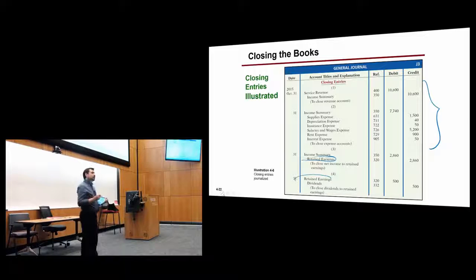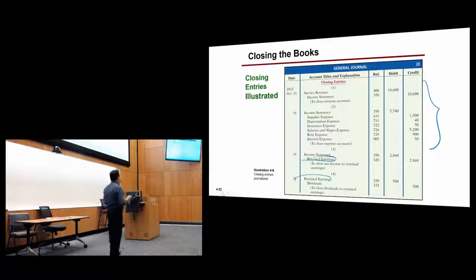And the fourth one, and the last one, is where we close dividends to retained earnings by debiting retained earnings and crediting dividends. Any questions? Those are the four closing entries. You know those four, you know how to close the books.